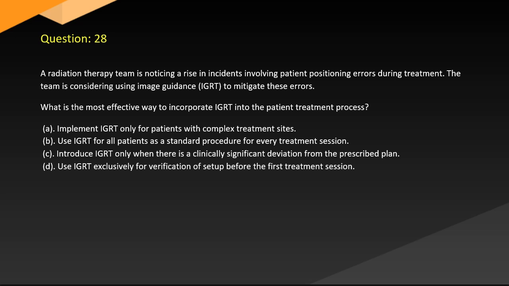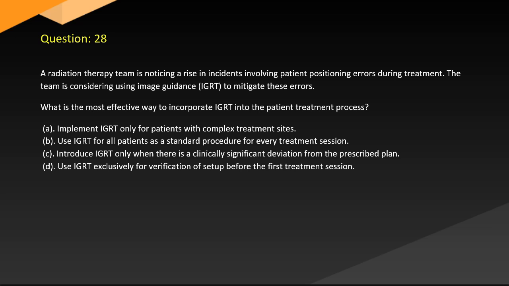Question 28. A radiation therapy team is noticing a rise in incidents involving patient positioning errors during treatment. The team is considering using image-guided radiation therapy (IGRT) to mitigate these errors. What is the most effective way to incorporate IGRT into the patient treatment process? A. Implement IGRT only for patients with complex treatment sites. B. Use IGRT for all patients as a standard procedure for every treatment session.